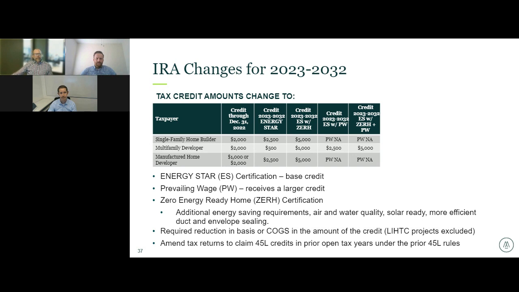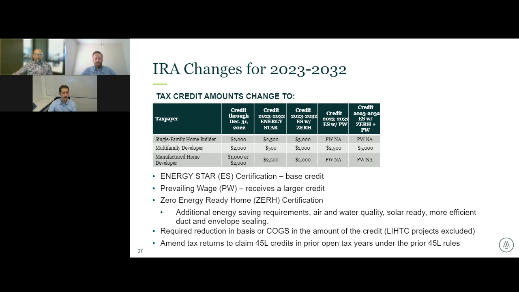You can see prior, it was a $2,000 tax credit. Didn't matter what type of property, single family, multifamily, maximum for manufactured, still $2,000 per credit. So starting this year, it changes. It depends on the type of property. So single family homes, great news. The credit amount went up to $2,500 per unit if you achieve the Energy Star certification, and $5,000 per unit if you achieve Energy Star plus what's called the Zero Energy Ready Home certification. And there is no bonus credit for single family homes related to the prevailing wage requirements.